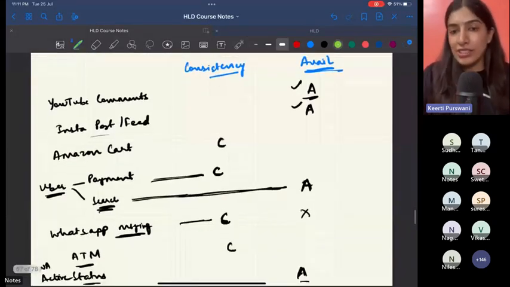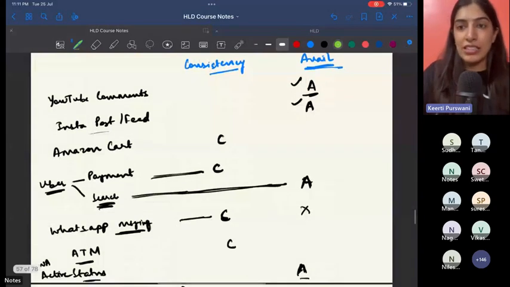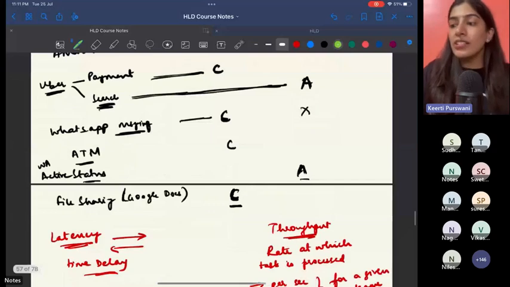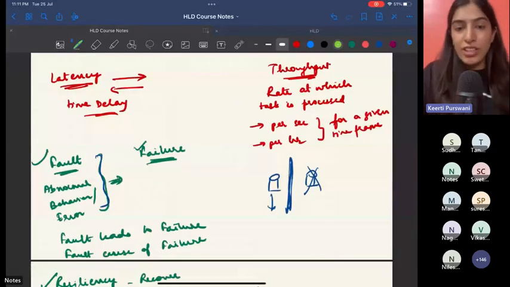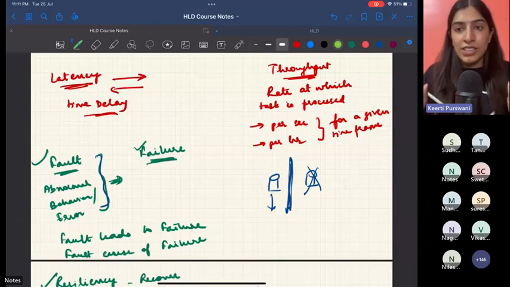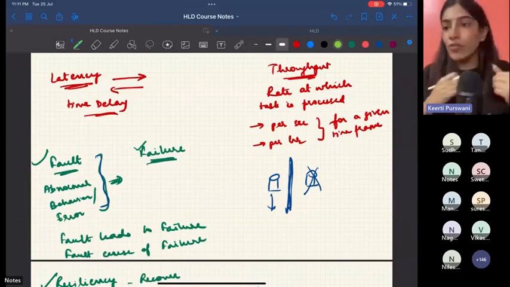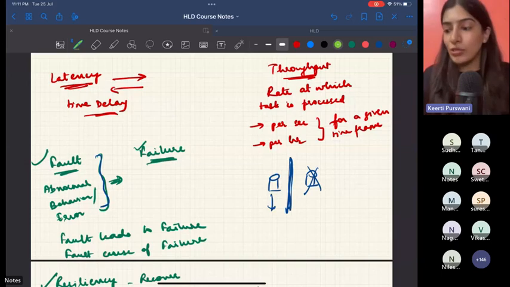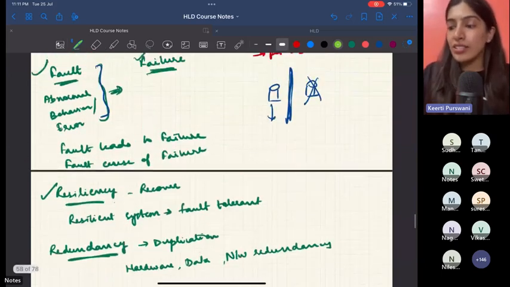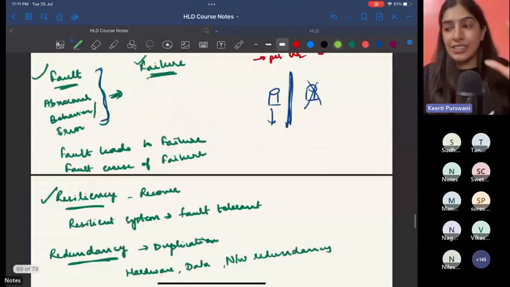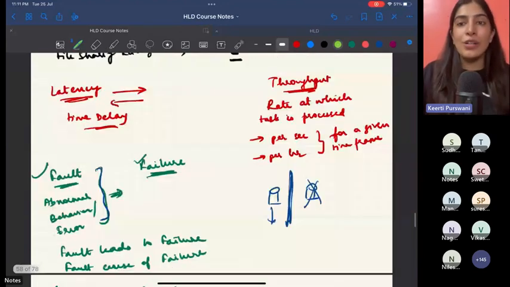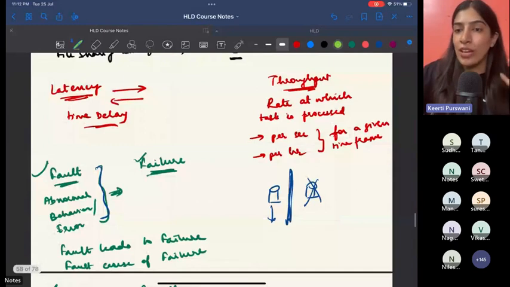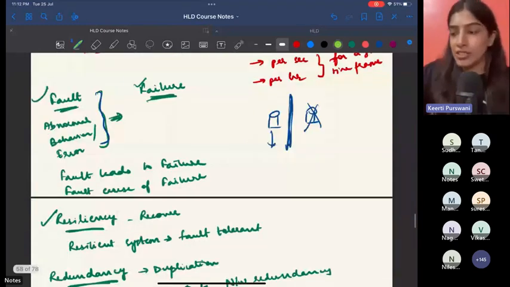So then we took some examples of where consistency is important and where availability is important. Then we learned some more jargon words today. We covered them very quickly, right? We will discuss them in much more detail, and when we use them so much, you will get used to them. Latency, throughput, fault, failure, resiliency, redundancy. Just understand the basics. You will understand them completely when we start talking about the systems.